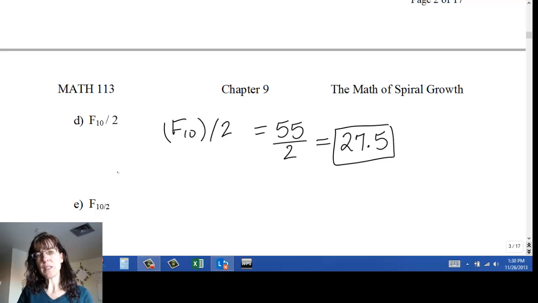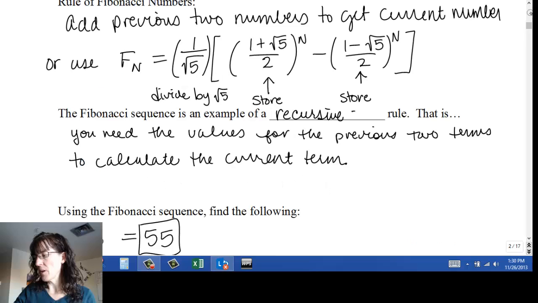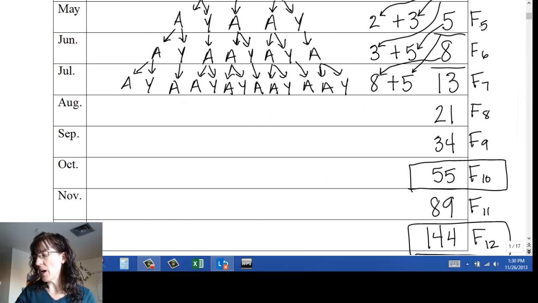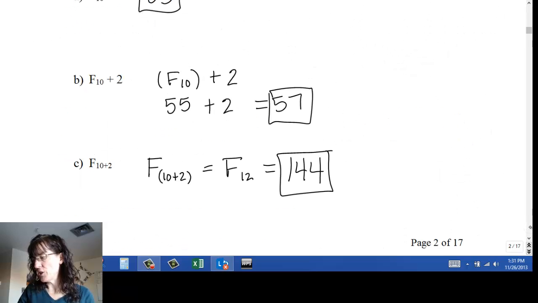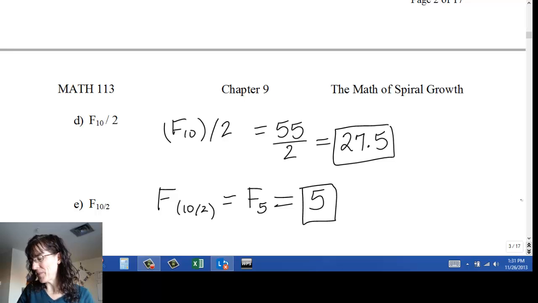The next one, f sub 10 divided by 2. This time, look at between D and E, this time the subscript has the division in it. So we're doing f of 10 divided by 2. So I have to do 10 divided by 2 first. And that gives me f sub 5. And then I can go back to my chart and look, f sub 5 is 5. Come back to this page, and my result then is 5.